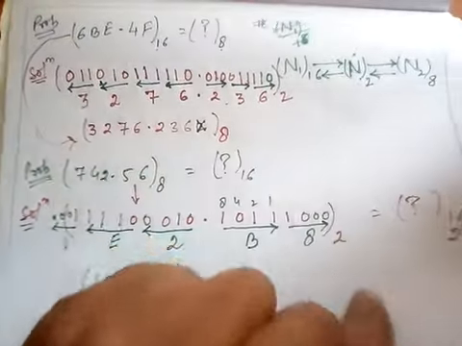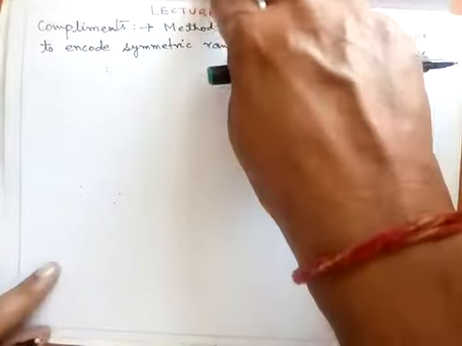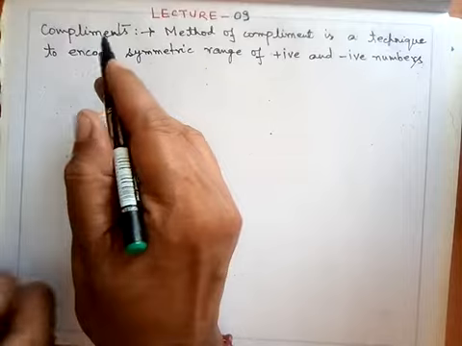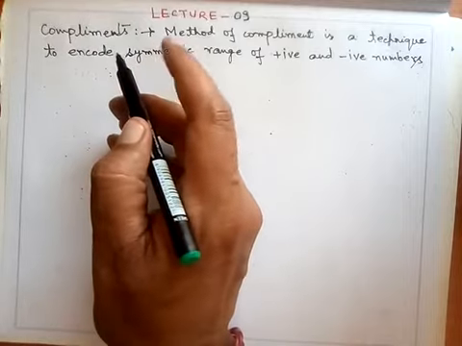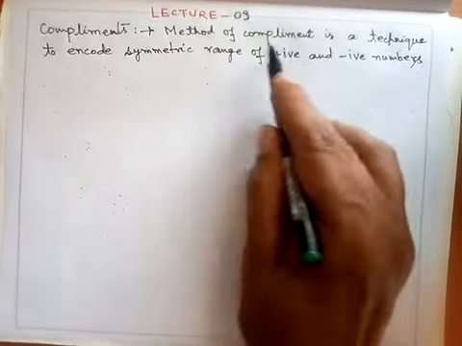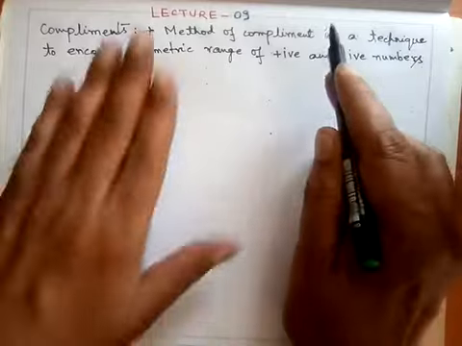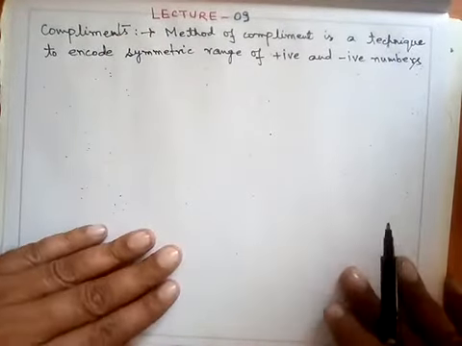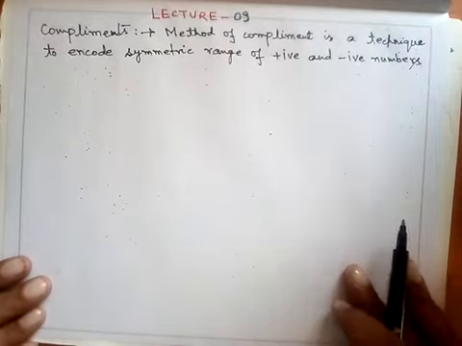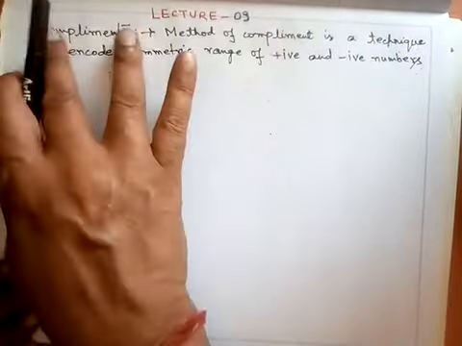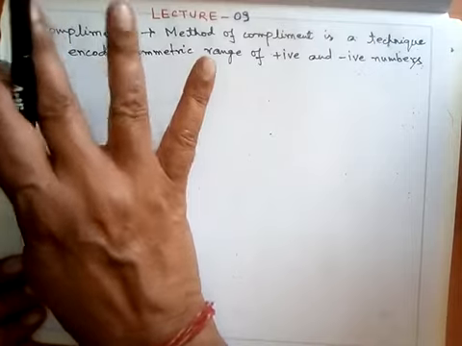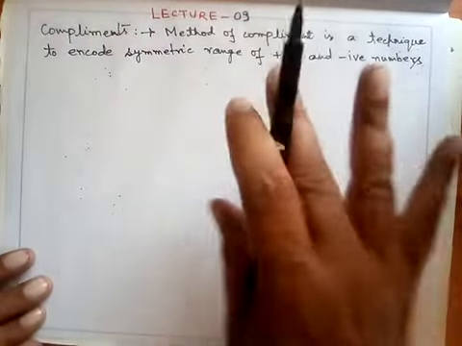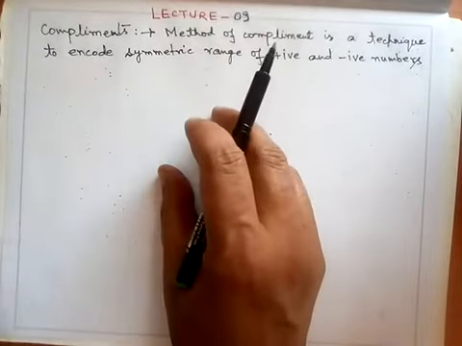So let's come to today's lecture. Lecture 9 is about the complements, and the definition of complements is it's a simple method of complement. It is a technique to encode a symmetric range of positive and negative numbers. It is a method to encode the numbers actually, and the application that we'll see of these complements is in subtraction of numbers with different bases, of non-decimal numbers you can say, or rather decimal numbers also.